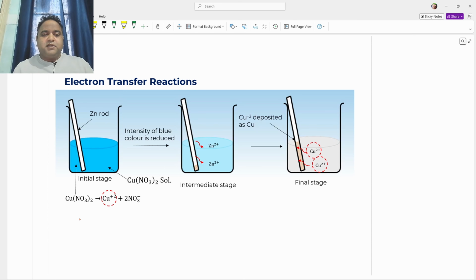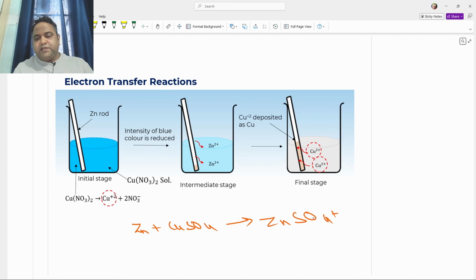Let there be a reaction that takes place between zinc and copper sulfate. Zinc is going to react with copper sulfate. And we know what will happen? There is formation of ZnSO4 along with metallic copper.